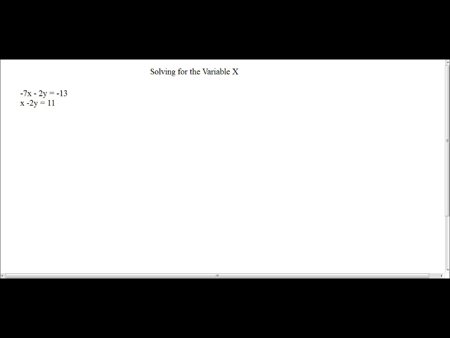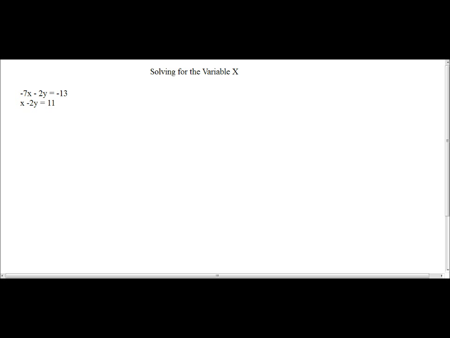We talked about in class that when you have a system, you determine which one of the variables is easiest to solve for. So in this case, let's take a look at this system and determine whether we need to solve for x or for y. So we have a system: negative 7x minus 2y is equal to negative 13, and x minus 2y is equal to 11.